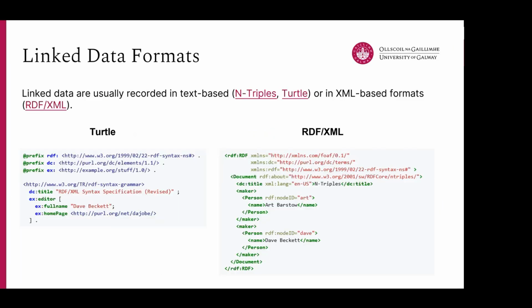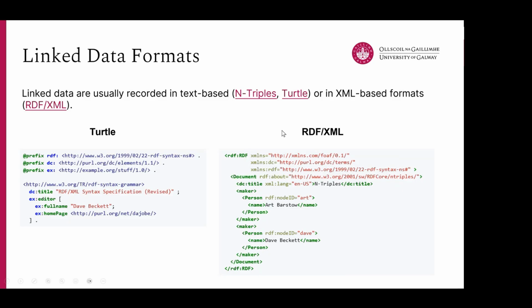But how do we store these collections of linked data? They're usually recorded in either text-based or XML-based formats. Text-based are N-triples and Turtle, which evolved from N-triples, and of the XML-based formats the most popular one is RDF/XML. This is what you will see inside of a linked data file if you download it and open it in a text editor.